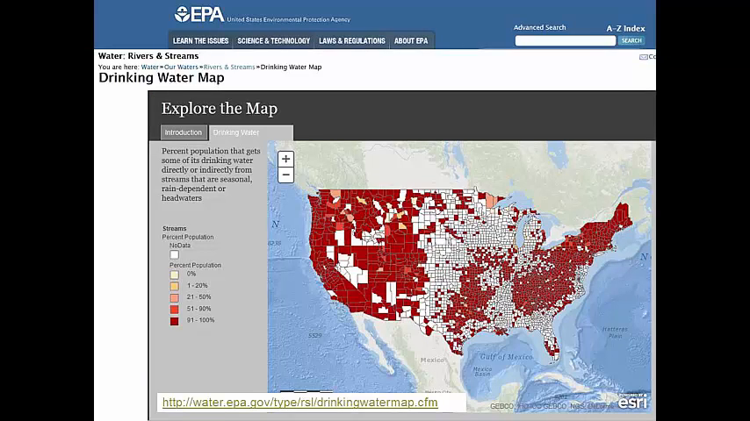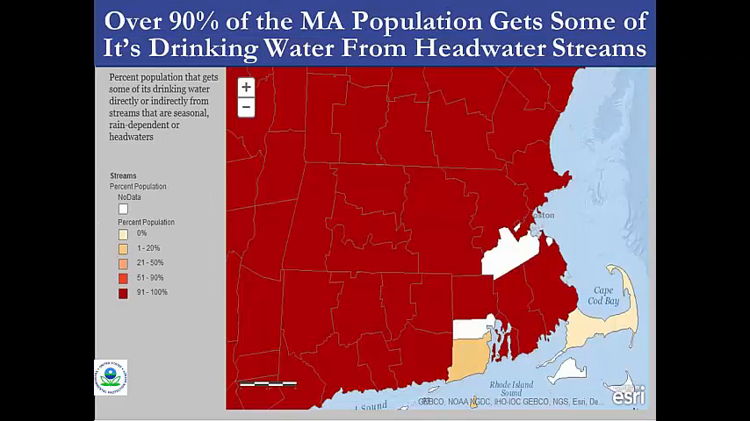The GIS analysis in areas for which data are available indicate that a large percent of the nation's population gets some of its drinking water directly or indirectly from intermittent, ephemeral, and headwater streams. Over 90% of the current population in Massachusetts receives drinking water from public drinking water systems that rely, at least in part, on headwater streams. Yet only half of these streams are in source protection areas or are safeguarded by the Wetlands Protection Act or the Federal Clean Water Act. For municipal planning, protection of headwater streams is critical to protecting the public supplies.